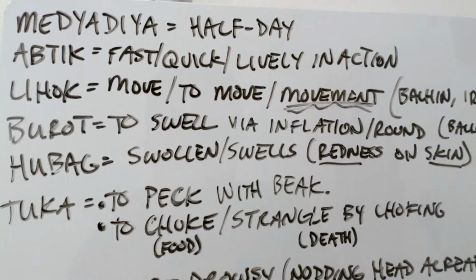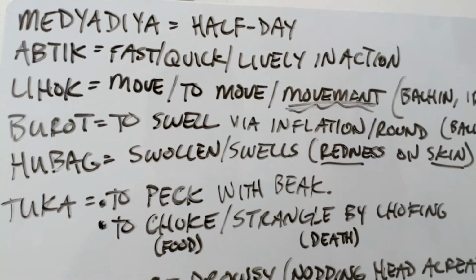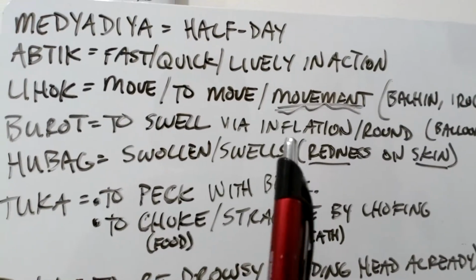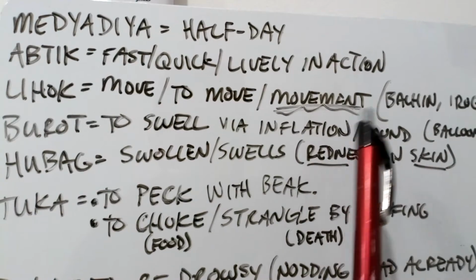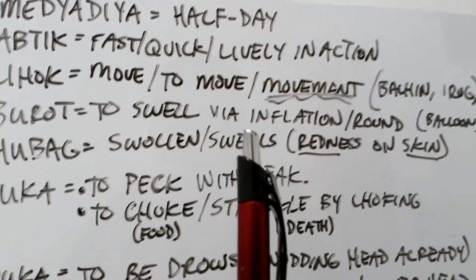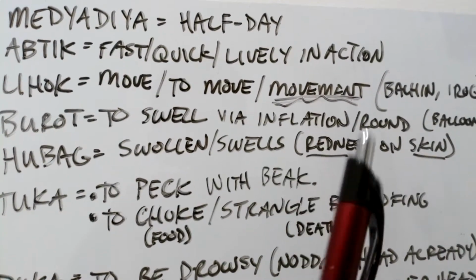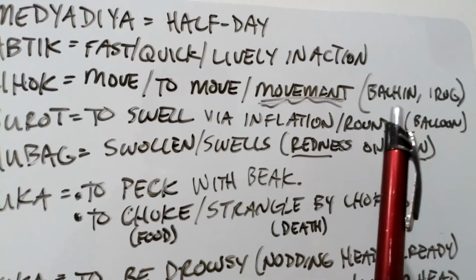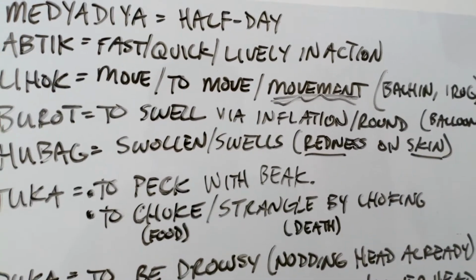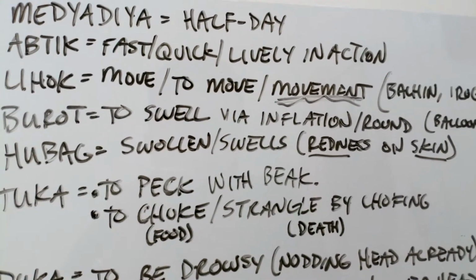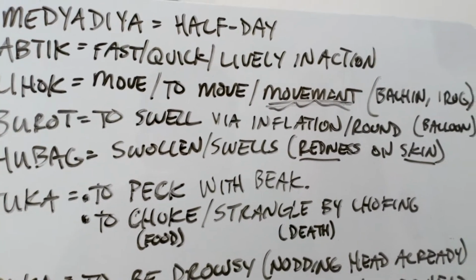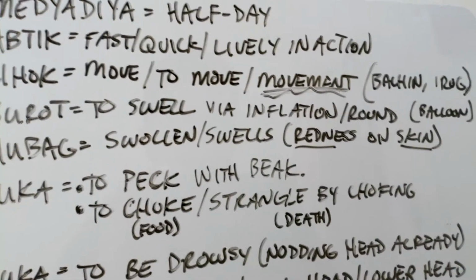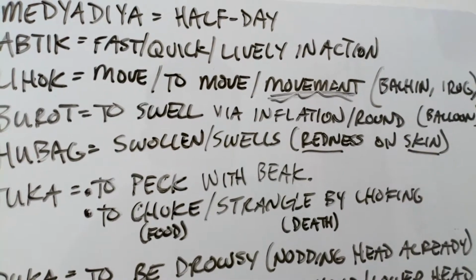Lihok is next. It means to move. It means just movement. I want to point out that lihok closely means movement or something that's moving, like in live motion. We have other verbs like balhin and irog that can also mean to move, but they have specific meanings for moving. Irog means moving objects from side to side. Balhin means moving from place to place.